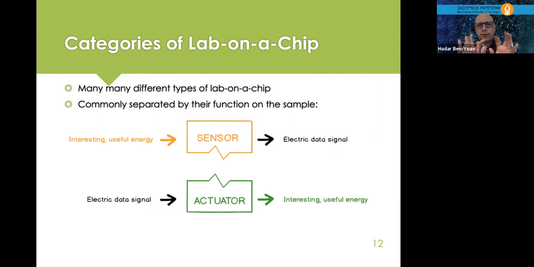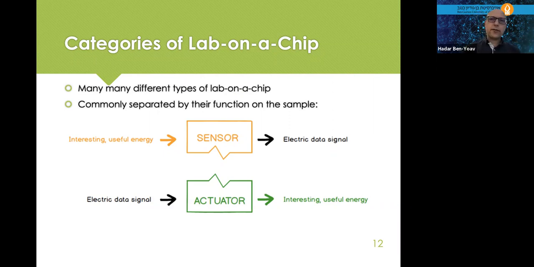But if you look down and try to categorize those lab on a chip devices, we can categorize them into the two main functionalities that we also discussed yesterday: sensors and actuators. There's actually a very well known scientific journal called Sensors and Actuators. The sensors are those lab on a chip devices or components that transfer the energy or the environment or the biology or the molecules into electrical signals. And actuators translate in the opposite direction, from the electrical signal to the environment itself.